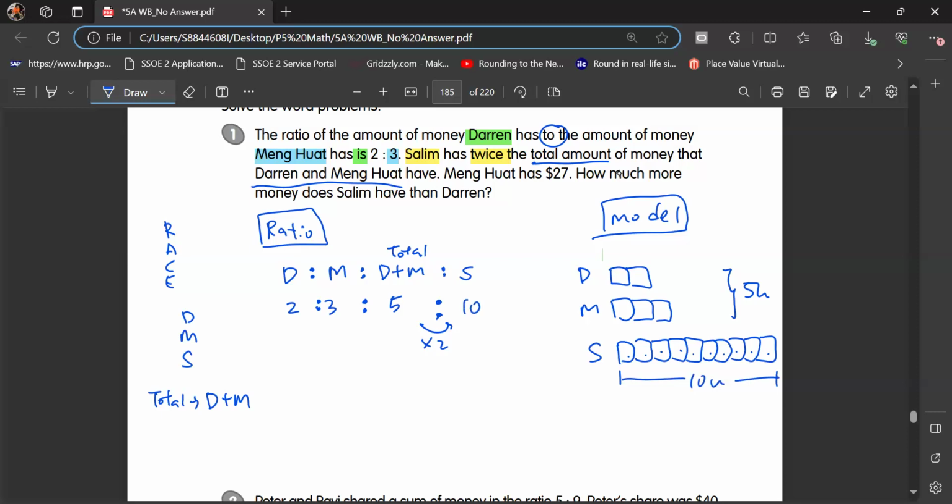But then here's the difficult part. It is giving you who?